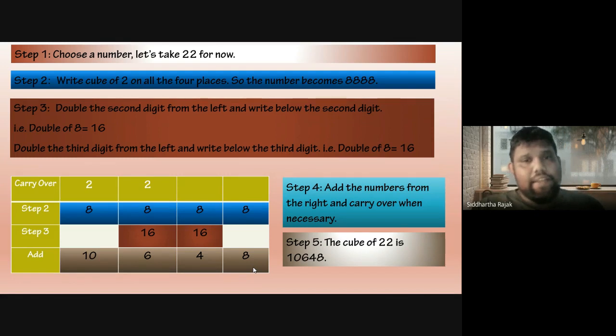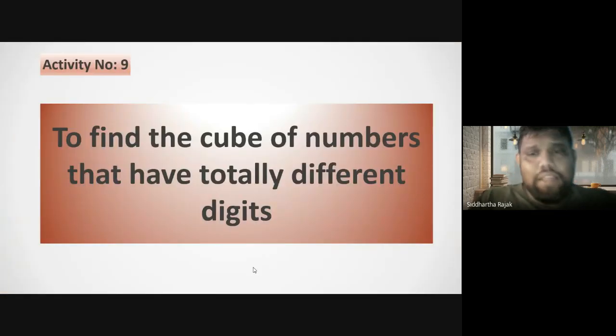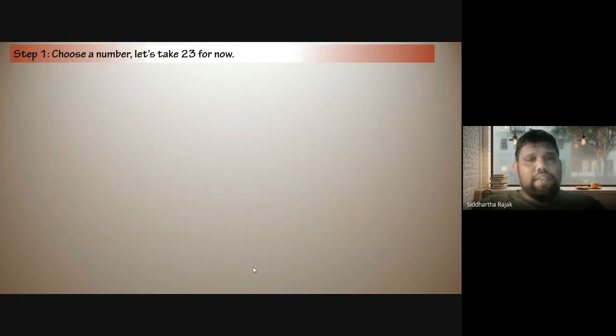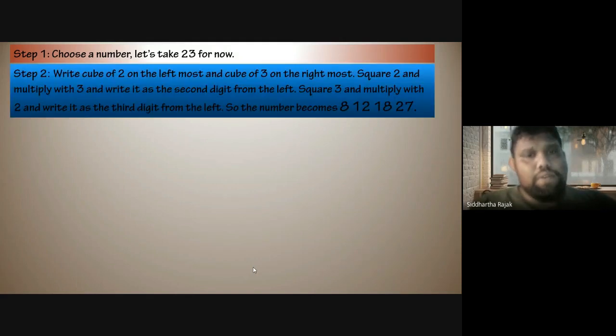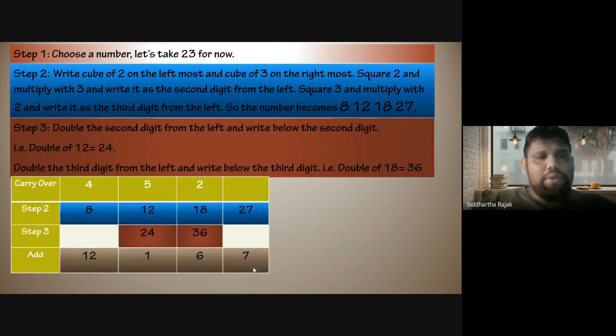the last digits. And now lastly, in the cube of numbers that have totally different digits, we can use this technique. So let's say 23. 2 and 3 do not have any relation between them. The first digit is 2 and the last one is 3. So for this, let's go into the table. I'll tell you what we are going to do.